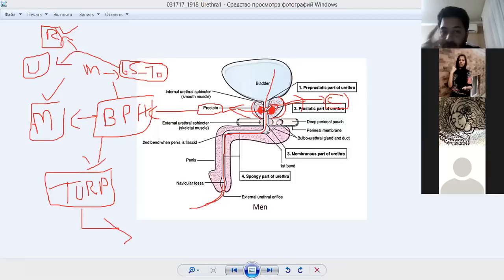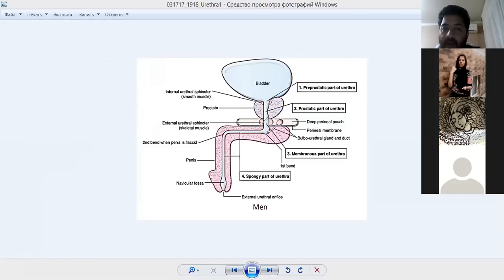Okay, now I have one question for all of you. If the patient's membranous urethra is damaged, where will the urine go? It will enter into the deep perineal pouch, right? Here it is covered by the peritoneum, because the urinary bladder is under the peritoneum. If the bladder is injured from this area, where will the urine go? Into the peritoneal cavity.